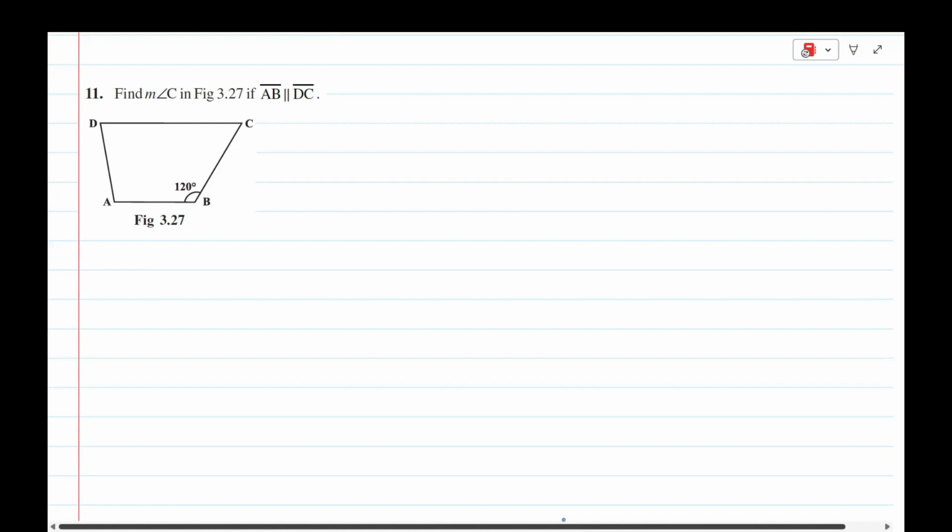Now see question number 11. This question says, find m for measure. If somewhere is written m, suppose m angle ABC, it means find the measure of angle ABC, the value. In figure 2.7, if AB is parallel to DC, we need to calculate angle C. Okay. The same property as in the previous question.